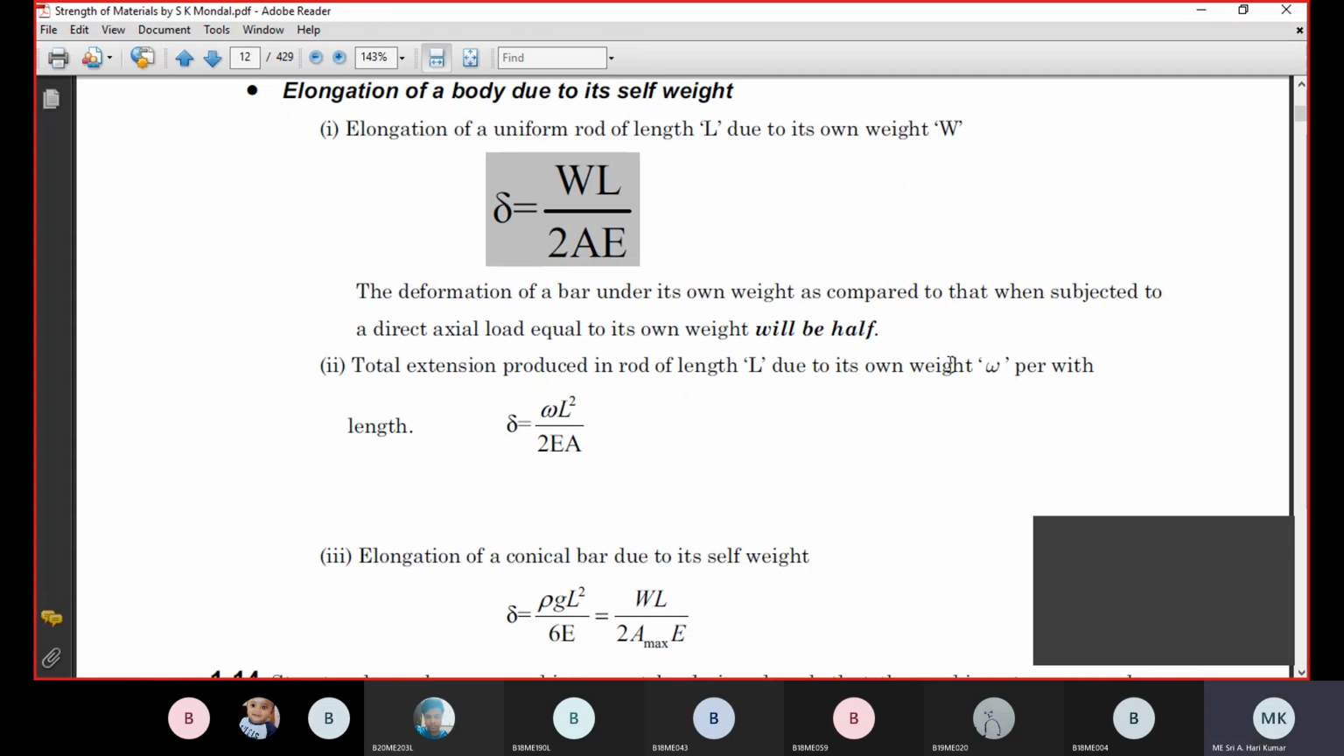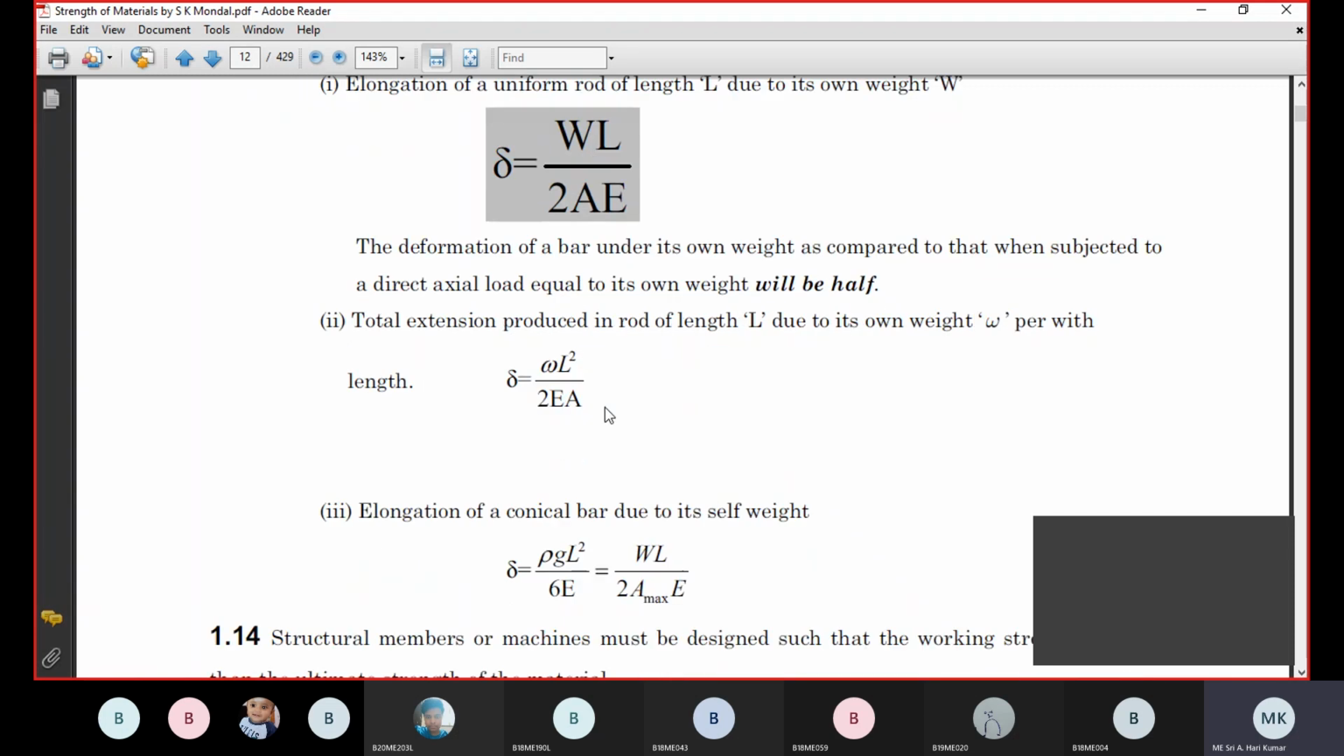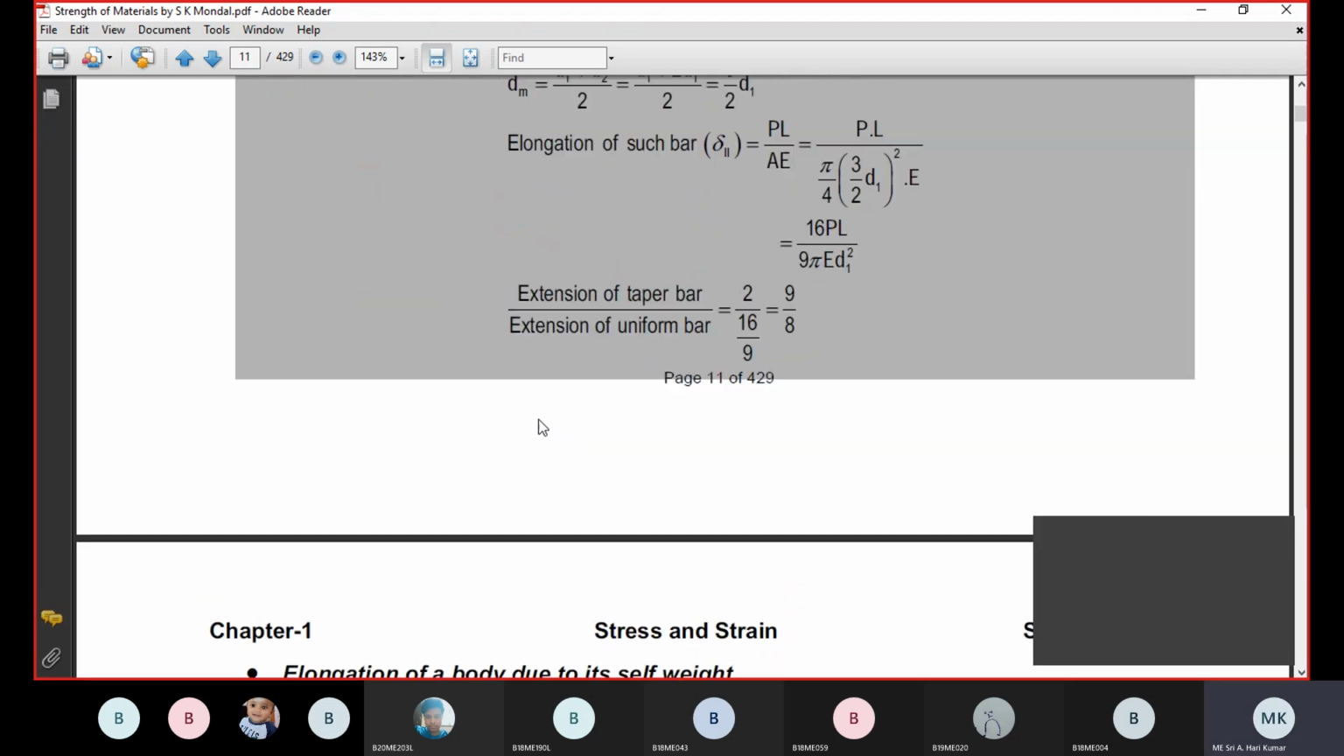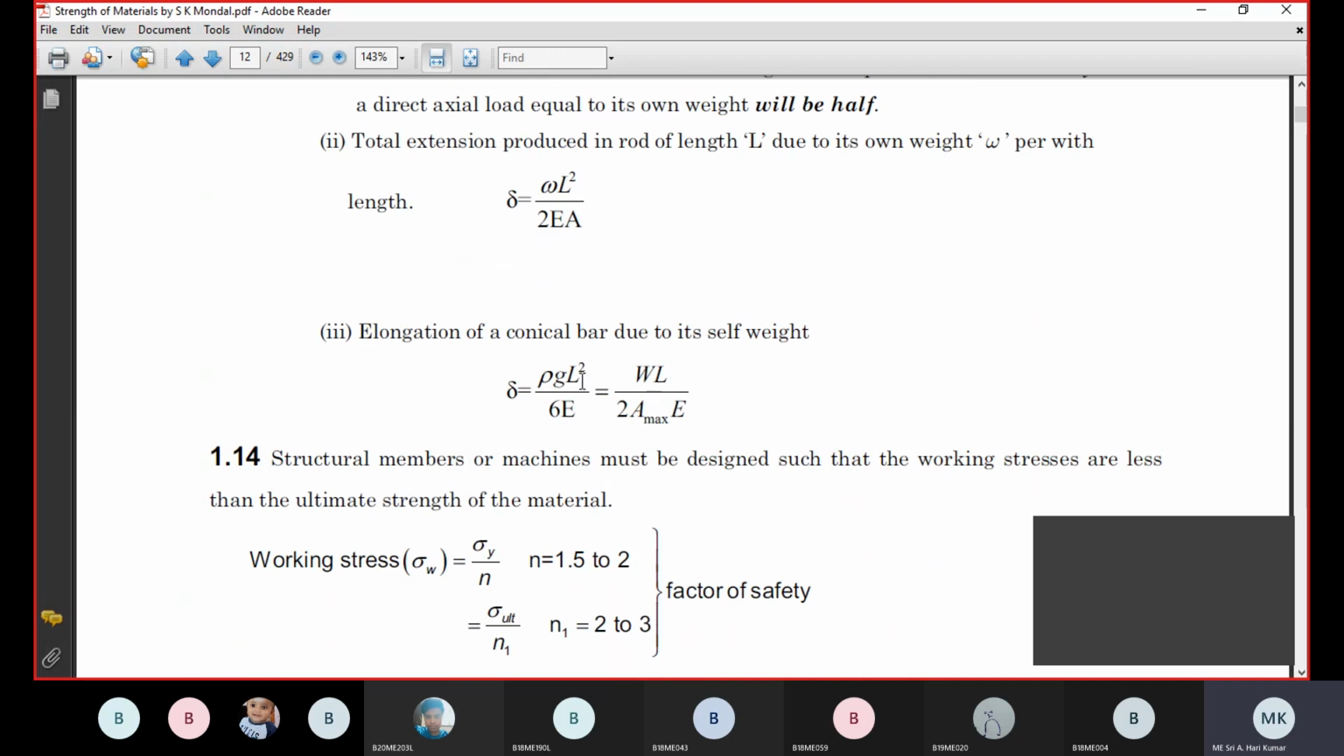And due to its own weight, with w per unit length, if it is given as w per unit length, the total weight is wL. So wL into L becomes wL squared, not a big deal. And for a conical bar, conical meaning a tapered bar, again it is rho g L squared by 6E, or WL by 2AE. Just try to remember this formula.